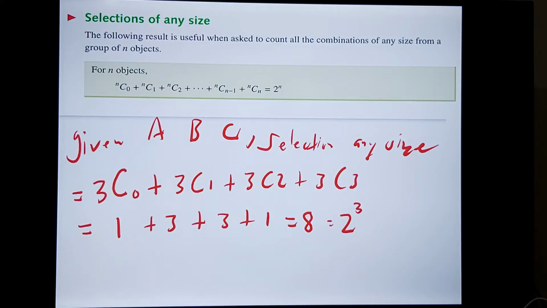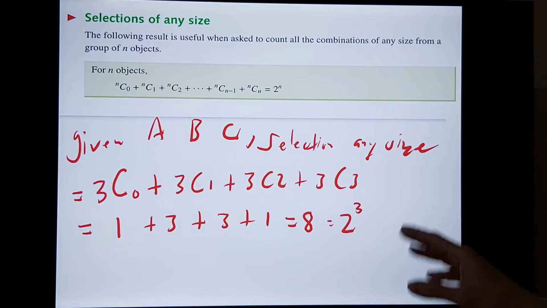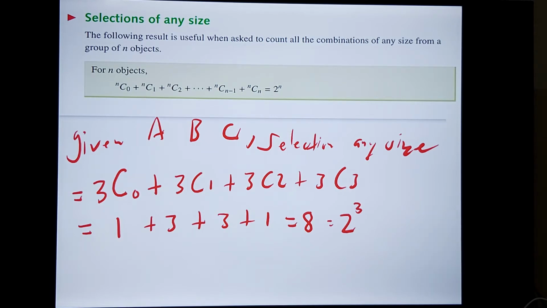Okay, in class today, I was explaining questions in 10D. I think I have not explained this to most of you in class, which is selections of any size. What's the meaning of selections of any size? For example, let's say you are given a group of three elements, A, B, C. What are the possible selections if you can select any size you want?